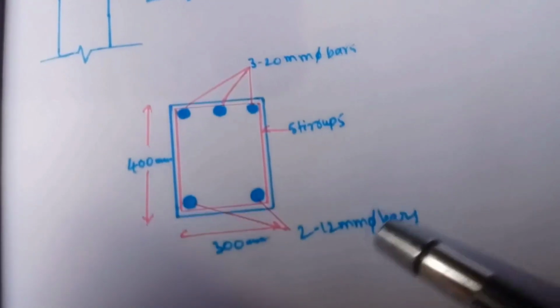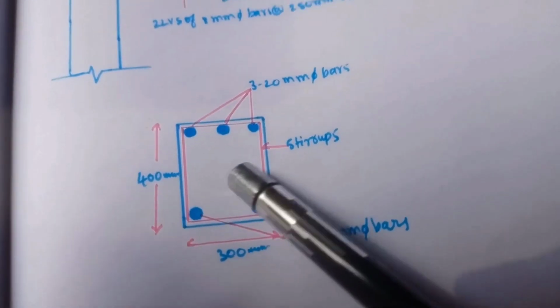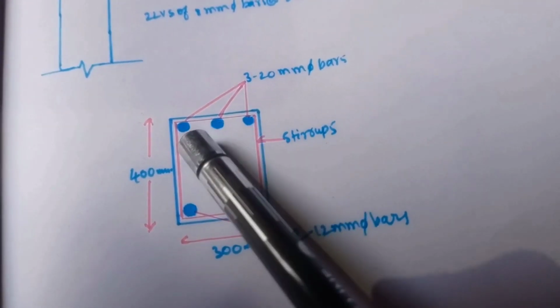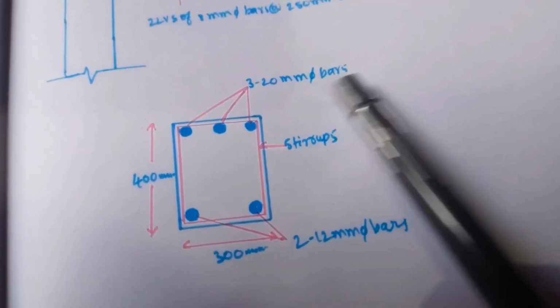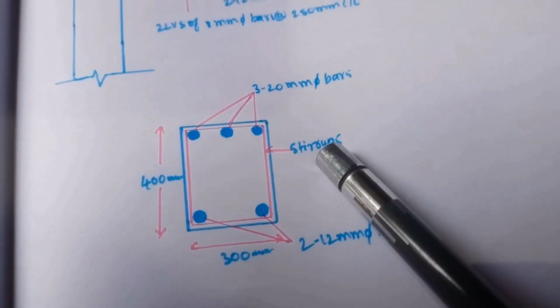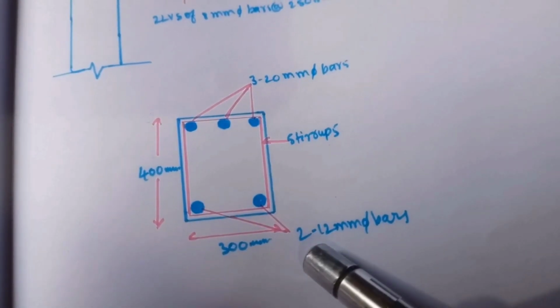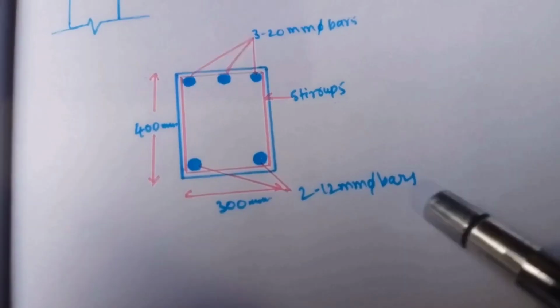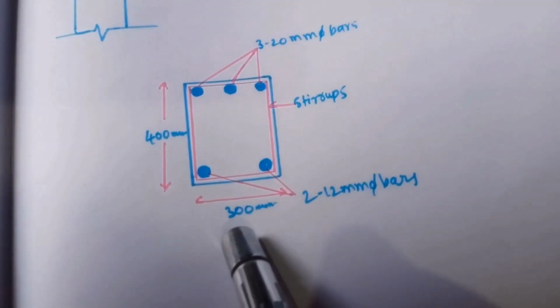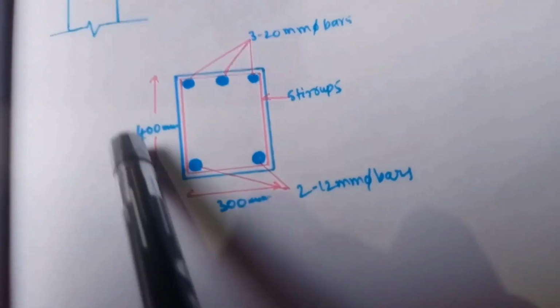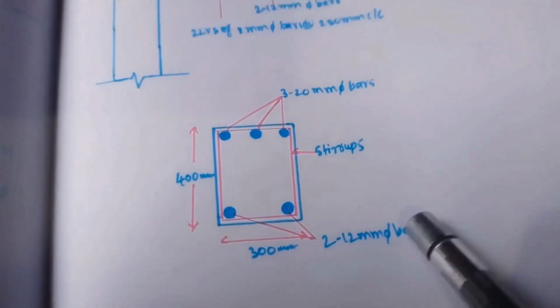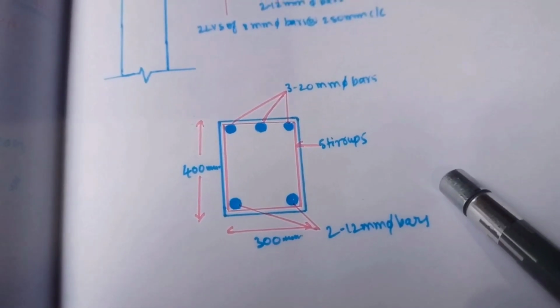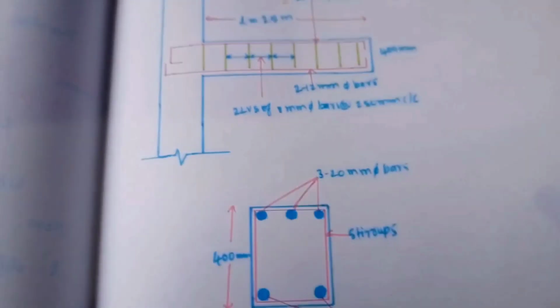So now we'll see the cross section diagram of the cantilever beam. So at tension zone, 3 numbers of 20 mm diameter bars, and this is the stirrups, and at bottom side 2 numbers of 12 mm diameter bars, and the beam is having the width 300 mm and overall depth is 400 mm. This is a cross section diagram of our cantilever beam.